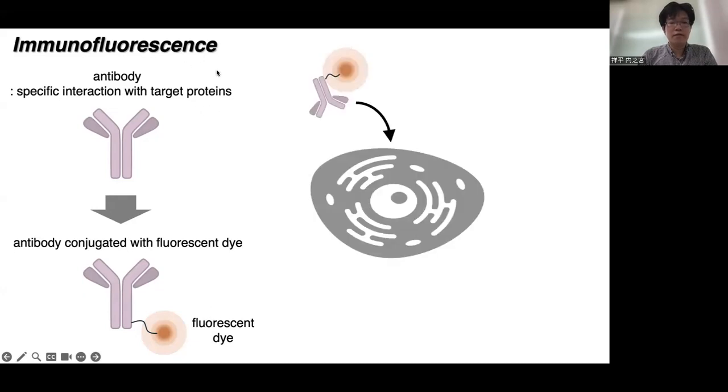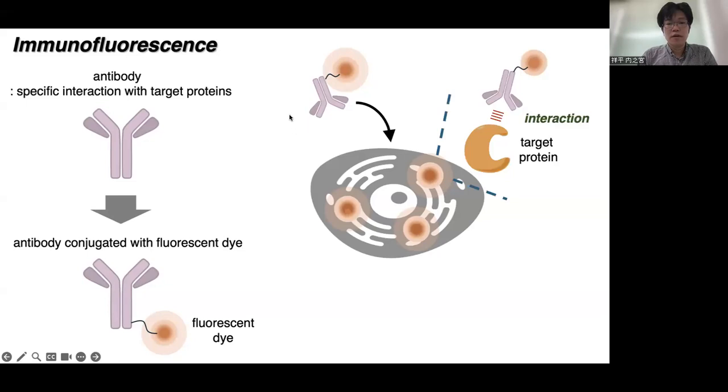And this fluorescent dye conjugated antibody is added to cells. And we can observe several fluorescence spots. In each spot, the antibody interacts with the target protein selectively. So this fluorescence corresponds to this fluorescence, and by observing this fluorescence, we can clearly know where our target protein is.